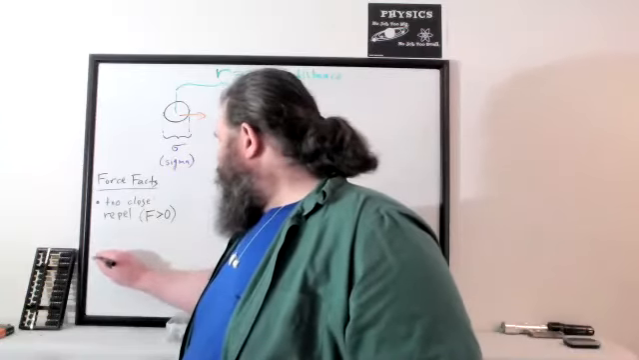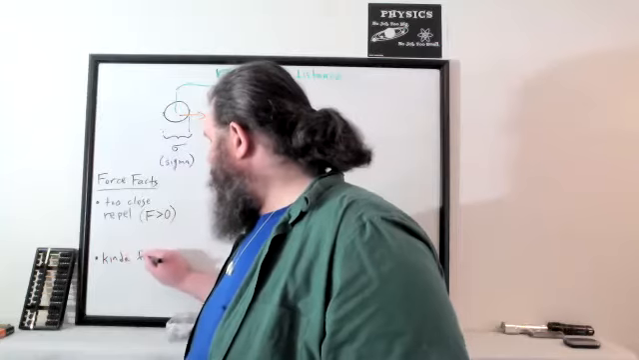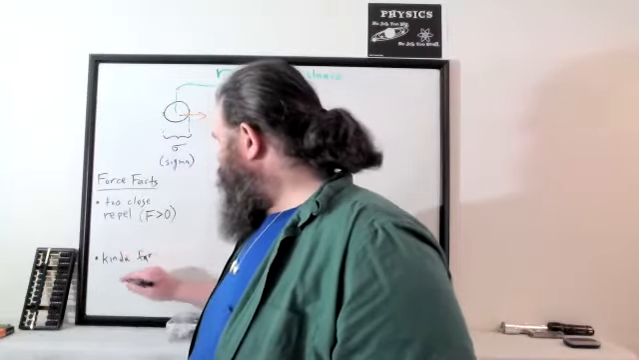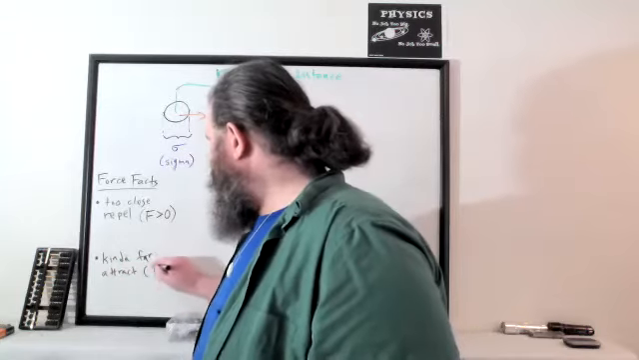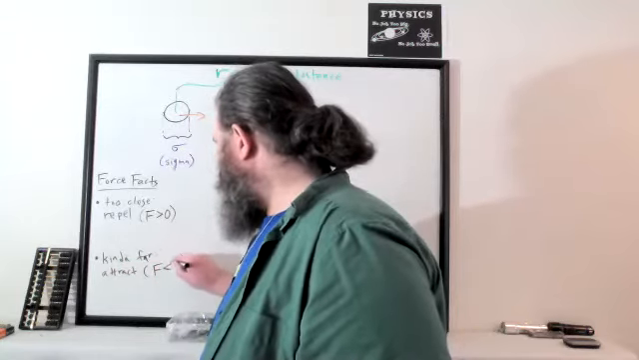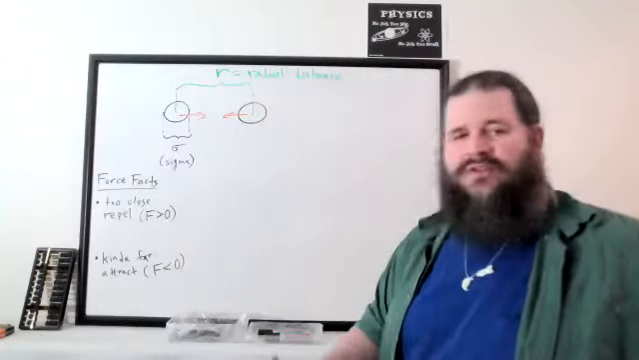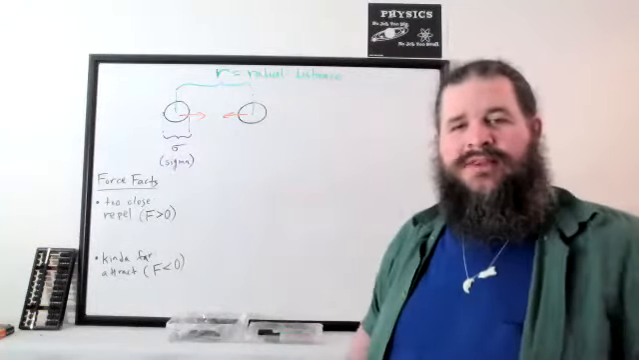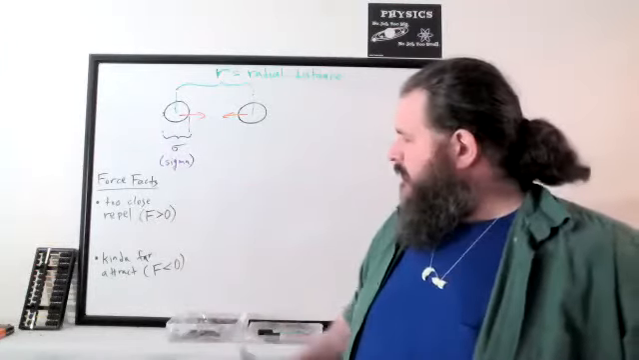So if the molecules are kind of far apart, not too far apart, but kind of far apart, we get an attractive force. And we call that force negative. Force is less than 0. Because it's trying to decrease the distance. It's trying to make a negative change in the distance between them. So if they're too close, they repel. If they're kind of far, they attract.